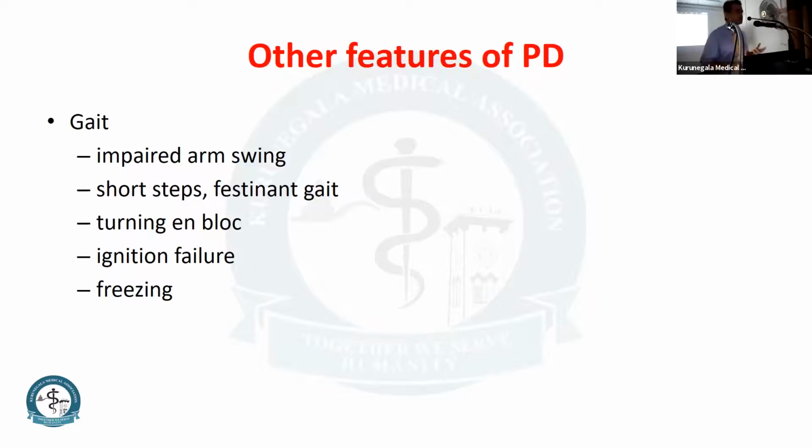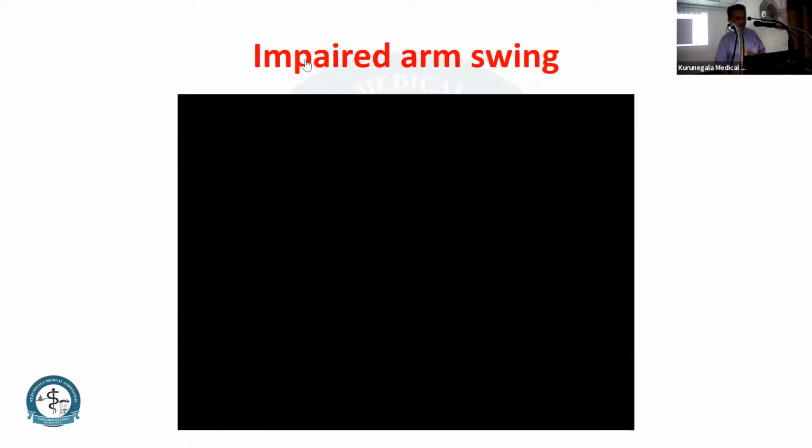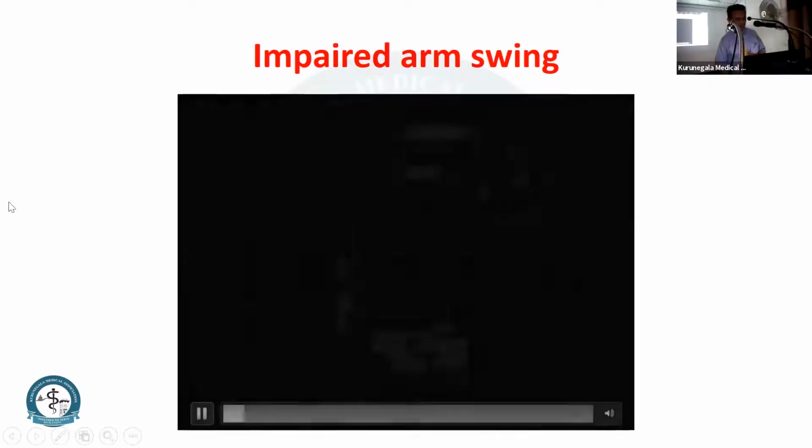Turning en bloc: we turn in one movement, but they have to take several steps to turn. Ignition failure, I will show you that in a video. And freezing: they are walking, suddenly they get stuck in the middle. Not a pleasant thing, suddenly you get stuck. Imagine crossing the road on a yellow line. Now it's a white line. A bus is coming and suddenly you get stuck. Right? Then Parkinson's disease gets cured. So that's a problem. Okay, so let's look at the impaired arm swing.